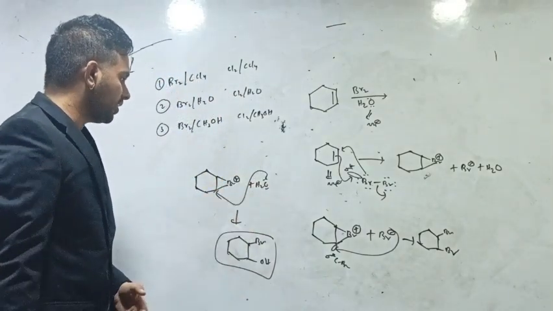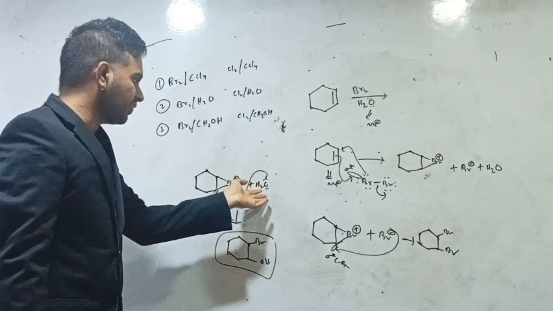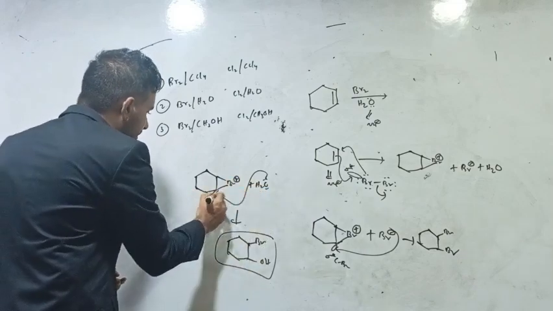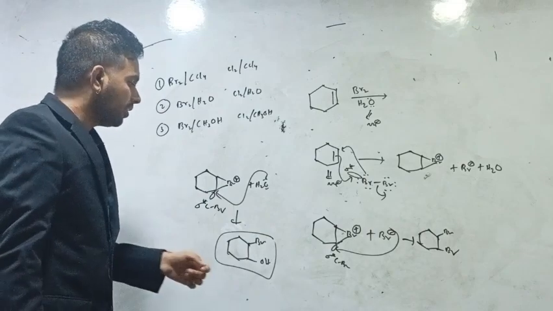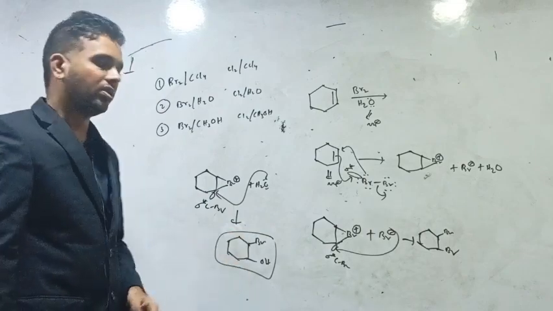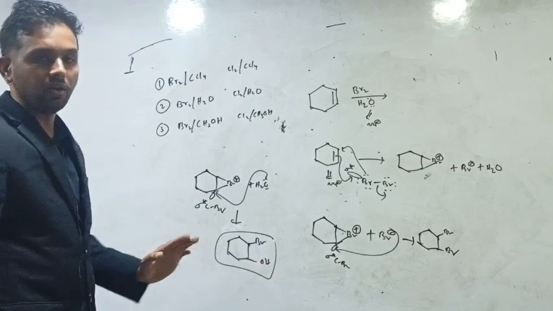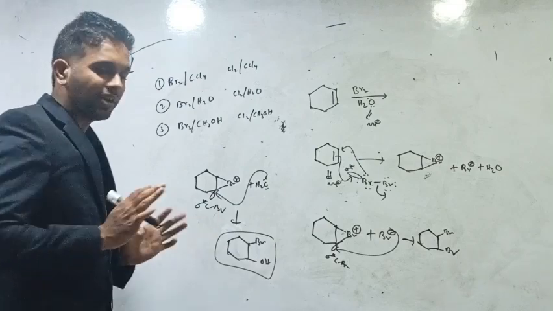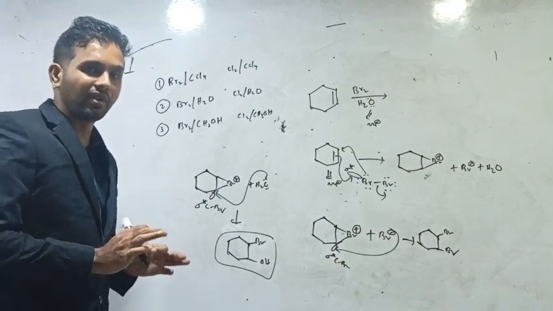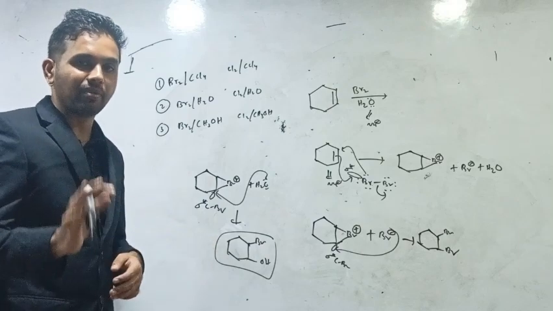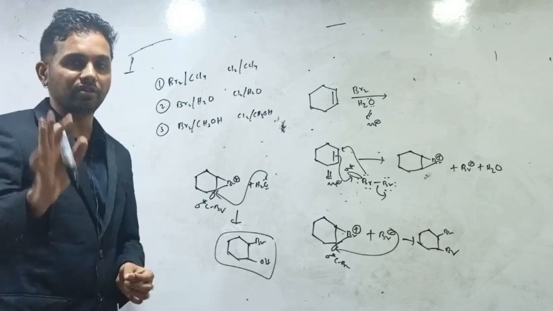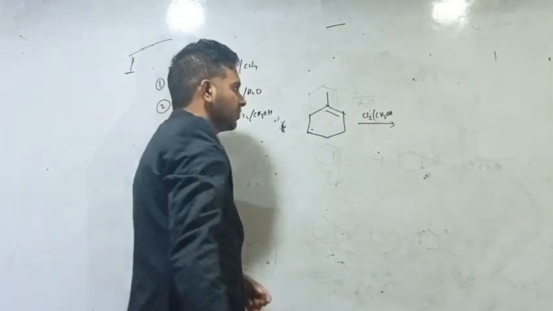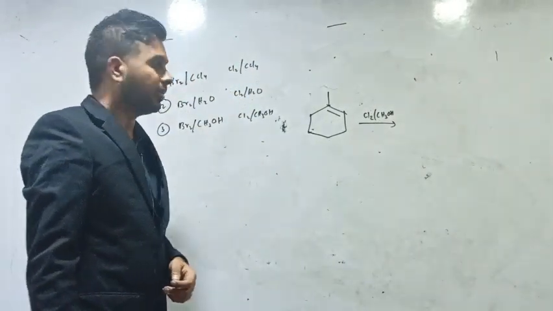If you are using H2O as our nucleophile, you can see electrons are transferred from H2O to this sigma star C-Br. As a result, you are getting beta halo alcohol. Very simple mechanism. All mechanisms of alkenes and alkanes can be explained on the basis of simple electrophilic and nucleophilic interactions. Okay.